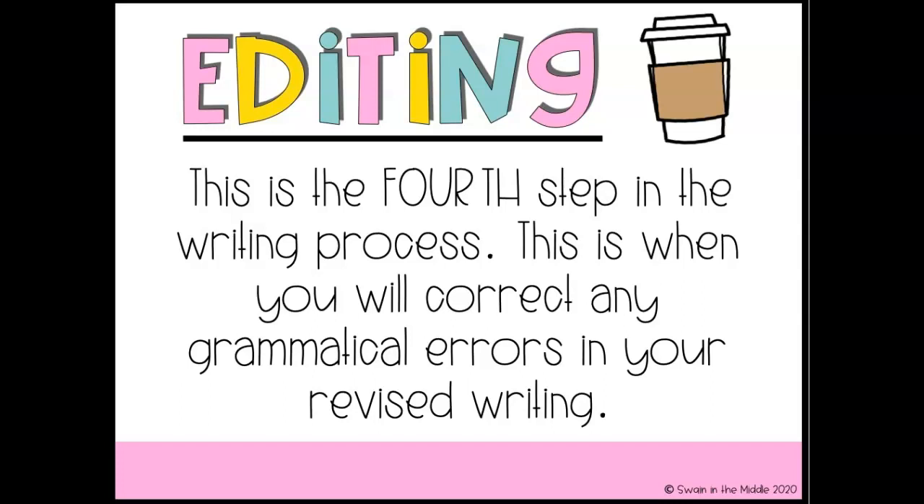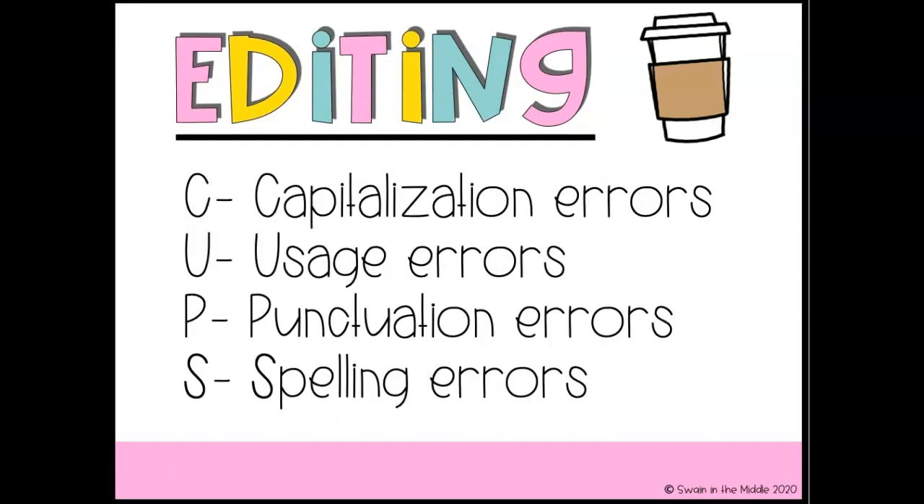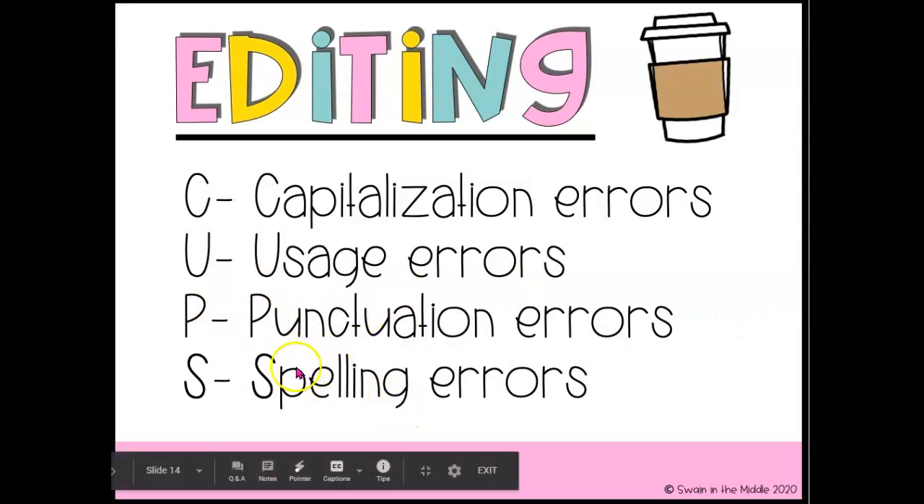Finally, when you get to the editing step, this is the fourth step in your writing process. This is when you will correct any grammatical errors in your revised writing. You can edit using the strategy CUPS: capitalization errors, usage errors, punctuation errors, and spelling errors.